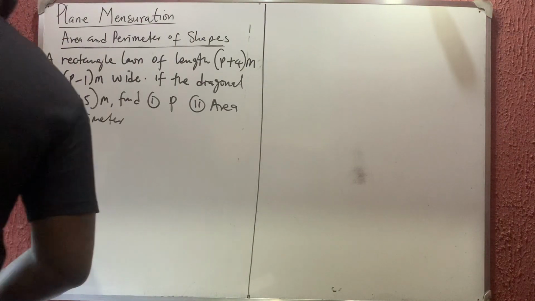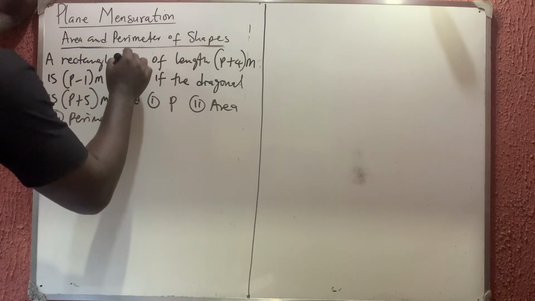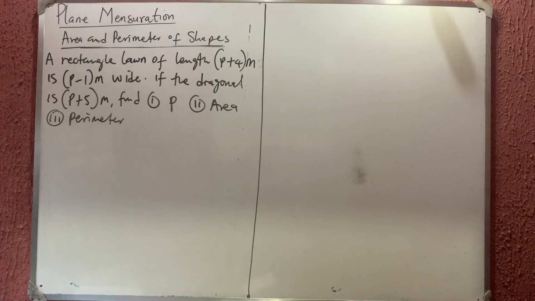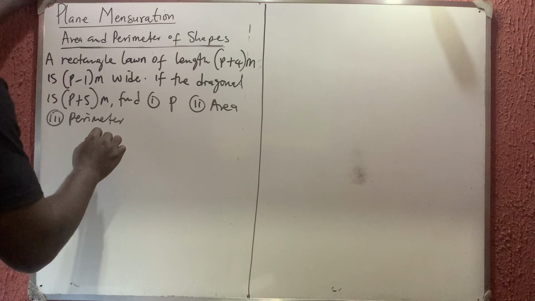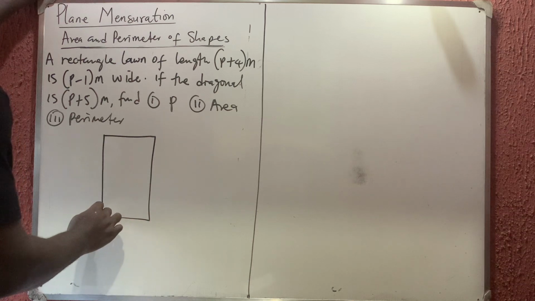Okay, so let us continue from where we stopped. This particular question said that a rectangular lawn of length p plus 4 meters is p minus 1 meters wide. The length is longer than the width, so let's have this as the length, then this as the width. So we have something like this.